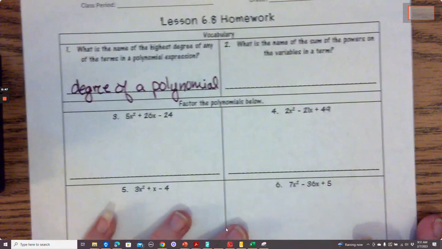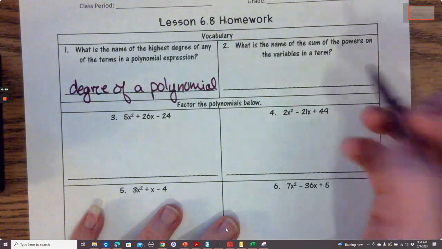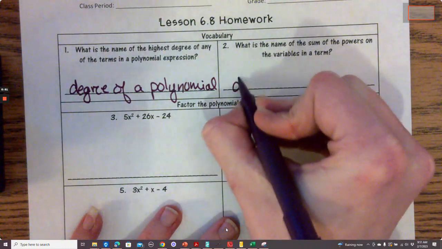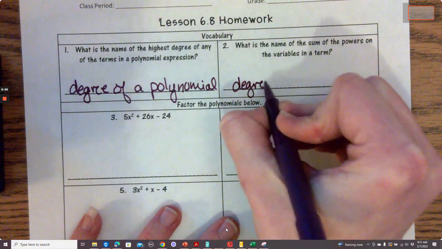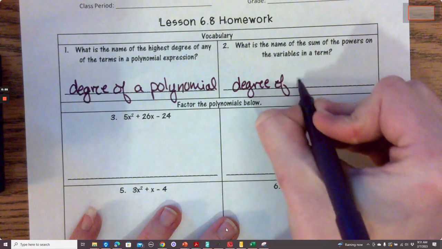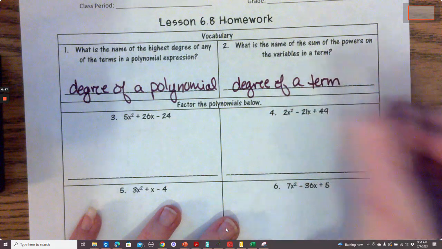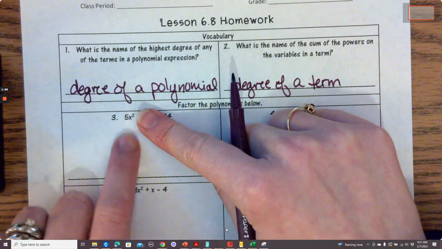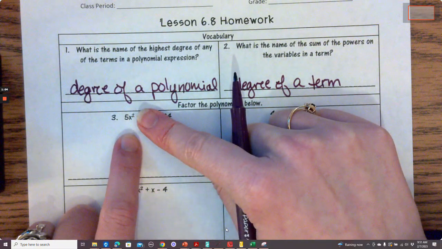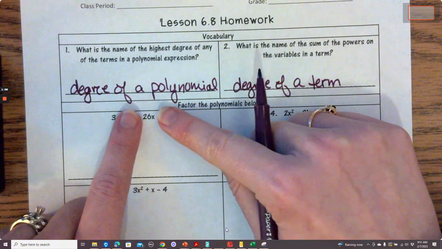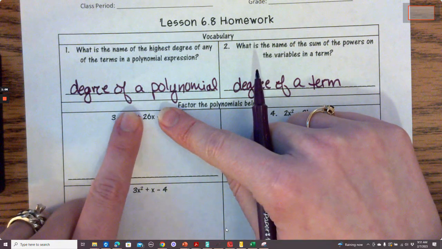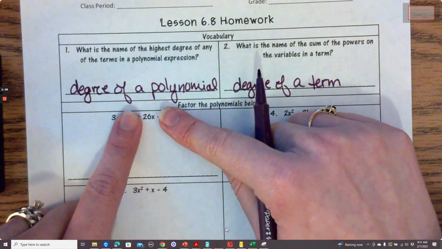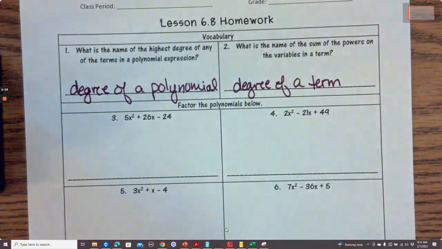Number 2 says, what is the name of the sum of the powers on the variables in a term? That's the degree of a term. So if I was looking at just 5x squared, that's a second degree term because the exponent is 2. 26x is a degree 1 term because the exponent's 1 there.